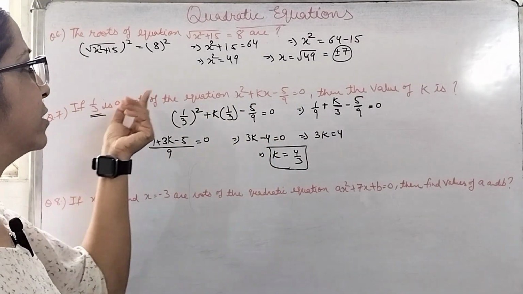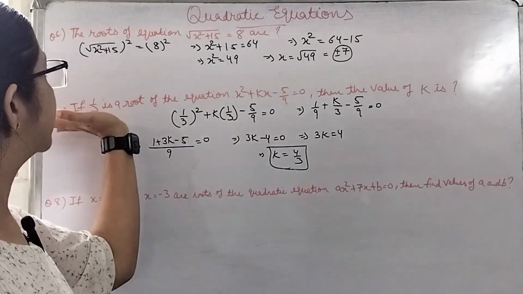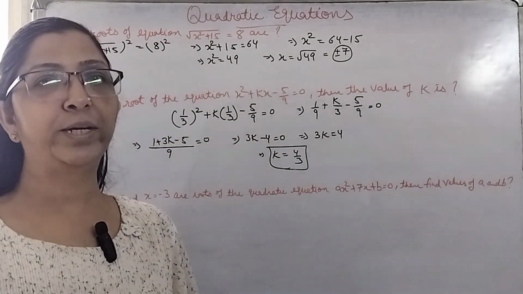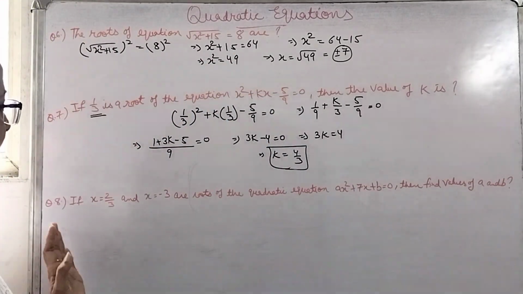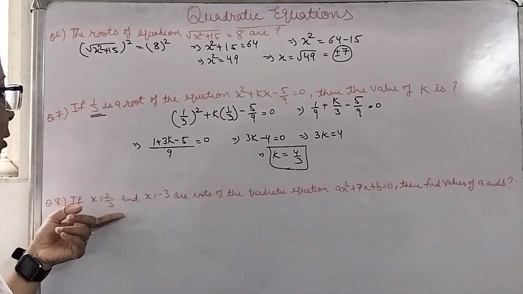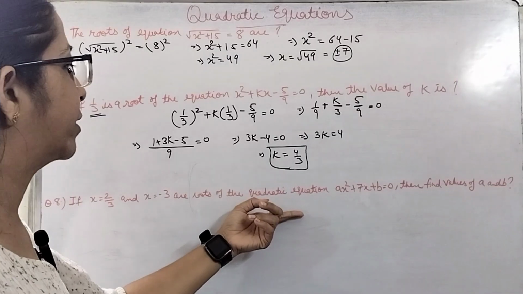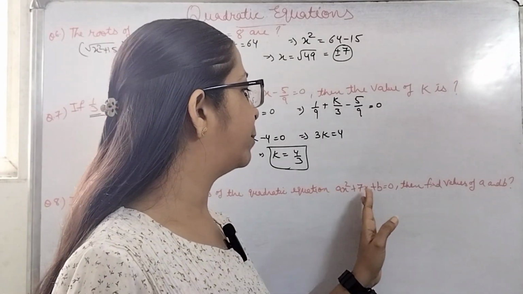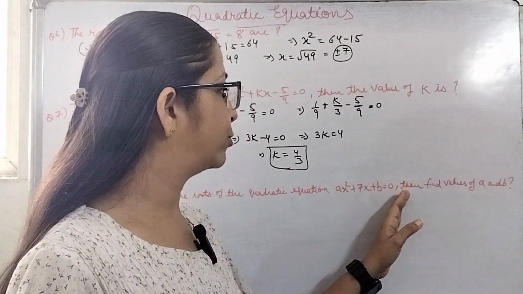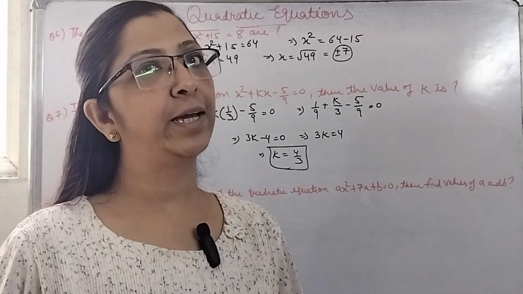If it is given that it is the root of the equation, that simply means it is going to satisfy the equation. Let's see another question. If x is equivalent to 2 upon 3 and x is equivalent to minus 3 are roots of a quadratic equation ax square plus 7x plus b is equivalent to 0, then find the values of a and b.